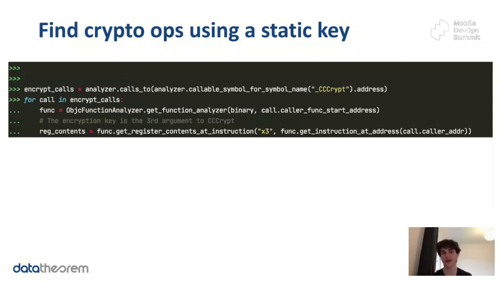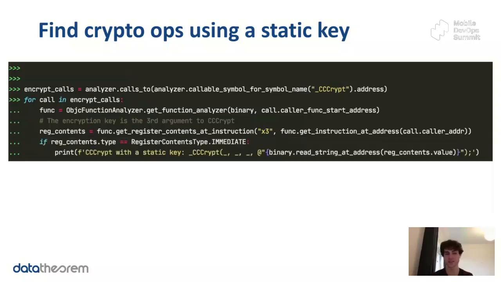We're going to use this API, get register contents at instruction. Strongarm will statically analyze that call site and try to identify: is the value in this register statically known? Is it an immediate value that's statically known, or is it dynamically generated at runtime? Of course, that's what we want to know as well. So we're going to ask the question: are the contents of the x3 register an immediate value that's known at static analysis time? And if so, we know that this is really bad, because we found a CCCrypt call that's using a static key.